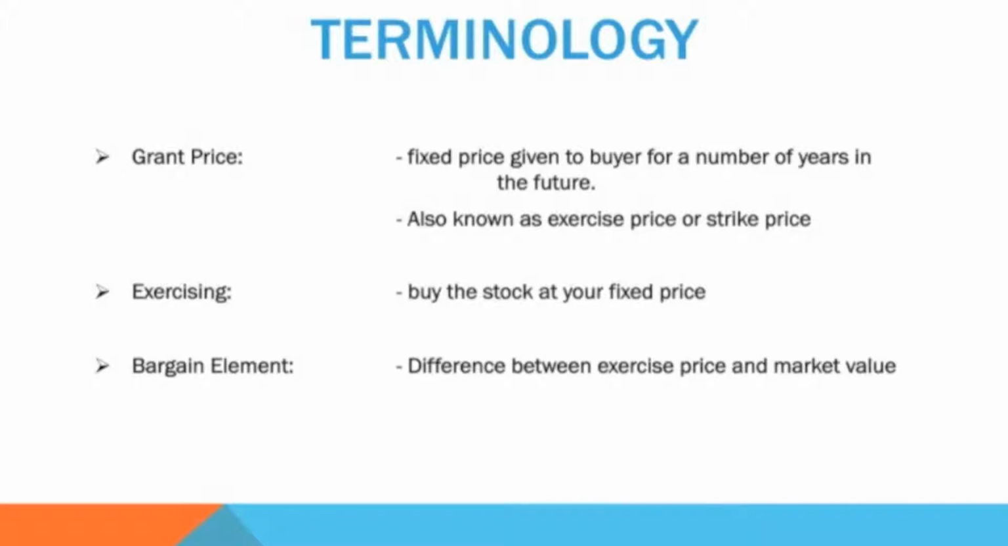You are hoping that the price will increase in the market so you can exercise the option, or buy the stock at your lower price, and then sell it at the higher price in the market. The difference between the exercise price and the market value is called the bargain element.